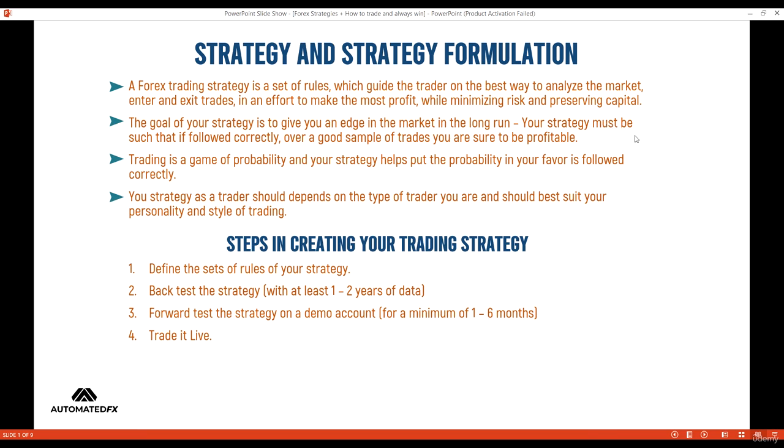Your strategy must be such that if followed correctly over a good sample of trades, you are sure to be profitable. That means your strategy gives you an edge in the market. So trading is a game of probability, and your strategy helps you put the probability in your favor if followed correctly. That's just it. Your strategy is supposed to help put the market in your favor.